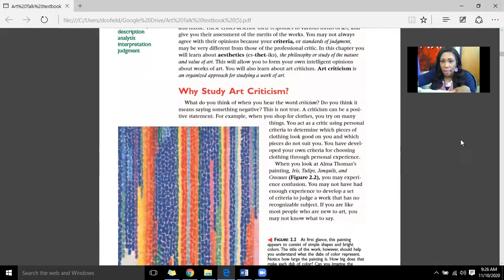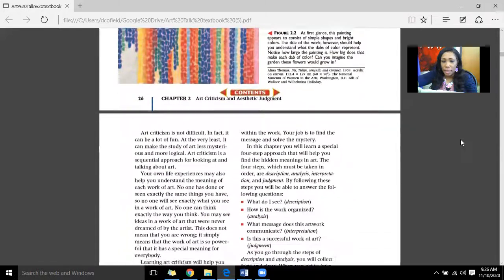We talked about aesthetics, which is the philosophy or the nature and study of a work of art. We learned about art criticism, which is an approach for studying a work of art. We learned about aesthetics and all those things that encompass that.